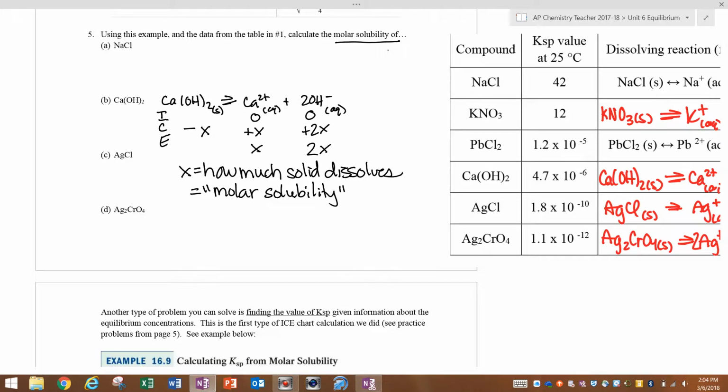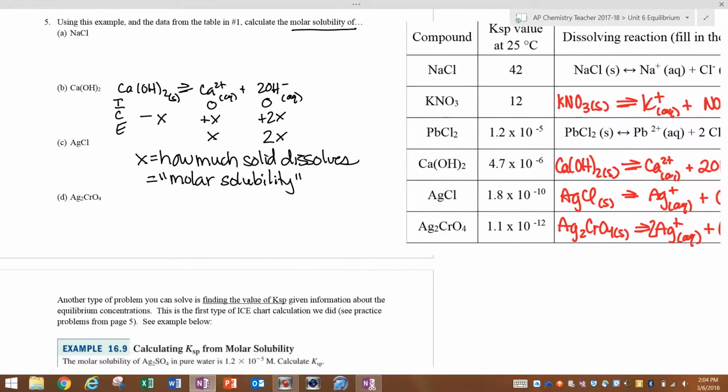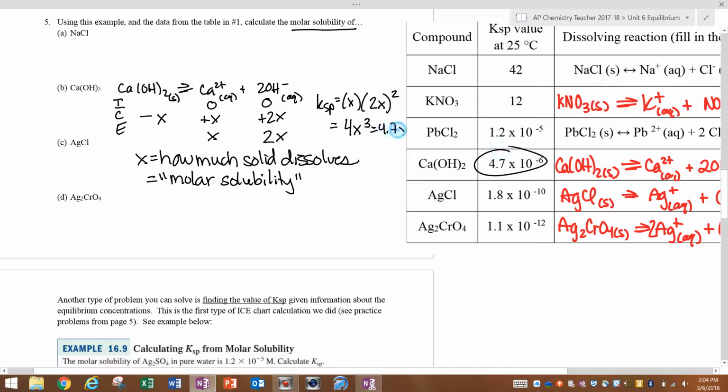So I've got my ICE chart, and I've already got my K expression written over here, so it's calcium times hydroxide squared. If I plug these things into my K expression, I end up with calcium times my hydroxide concentration squared, that is 4x cubed. And then my K value, which I'm getting from the table right here, is 4.7 times 10 to the negative 6th. So I'm going to rearrange and solve for x.